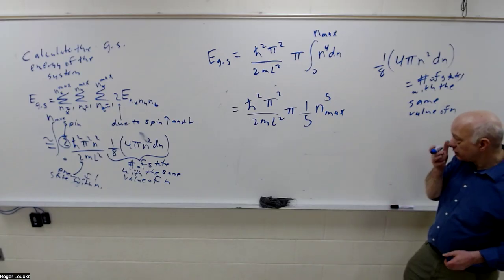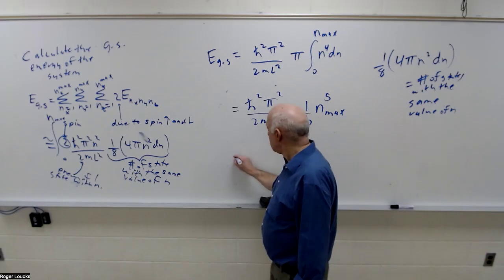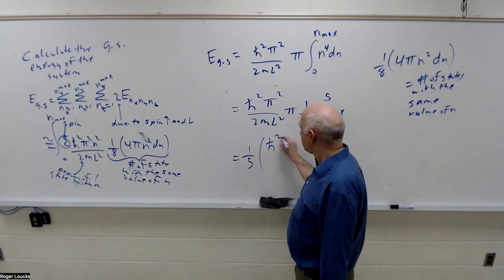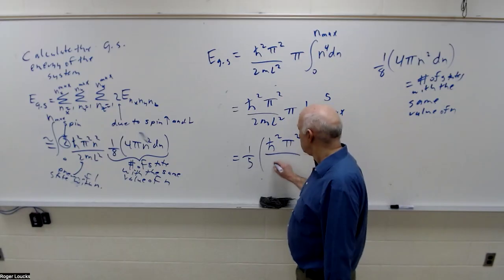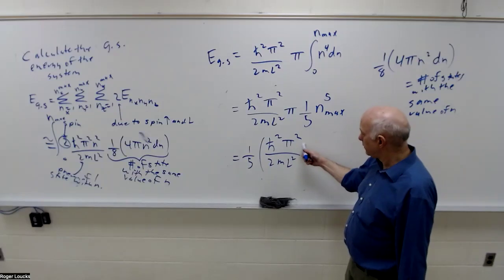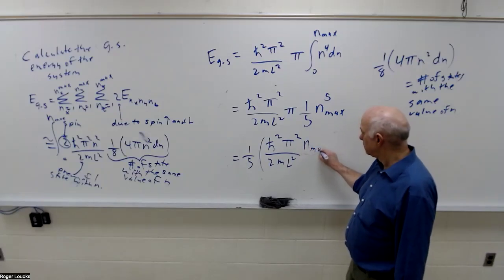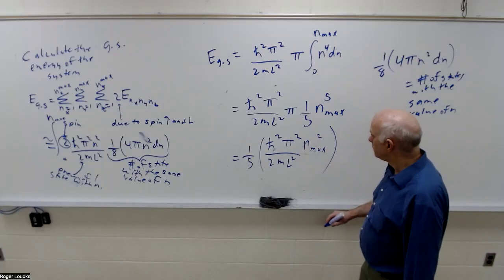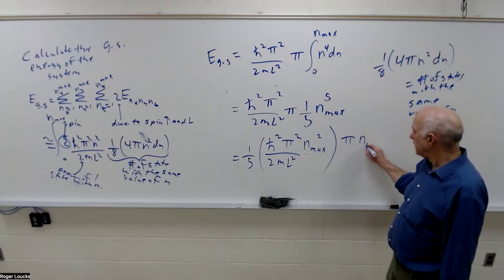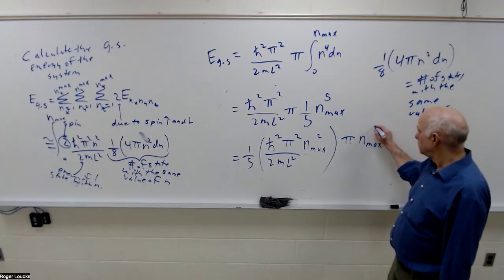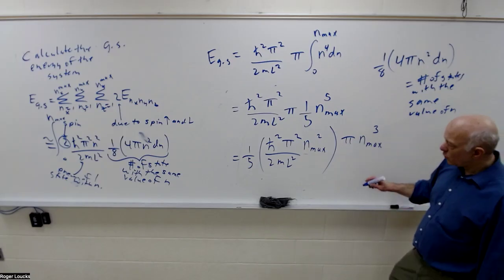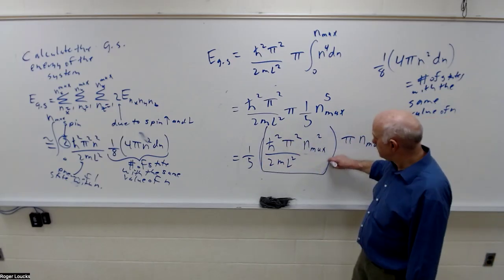And what I'm going to do is rewrite this in an odd way. I'm going to put the 5 out here. I have an h bar squared pi squared over 2mL squared. I'm going to take 2 of the n's and put it here. I'm going to call this n max squared. And then what am I left with? I'm left with a pi and an n max cubed. What on earth does this look like?